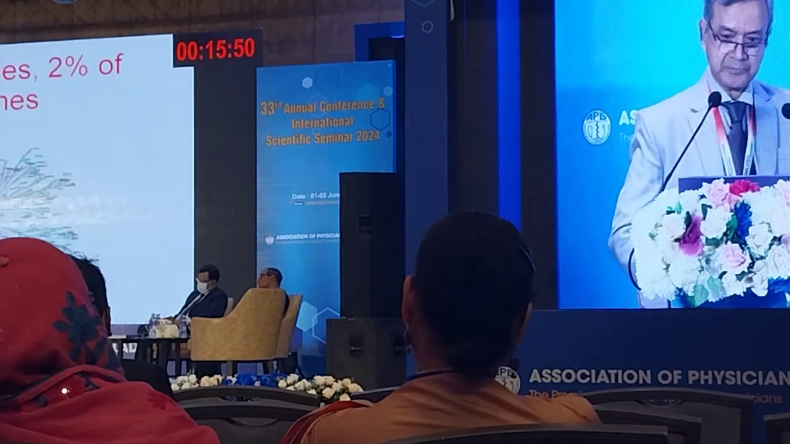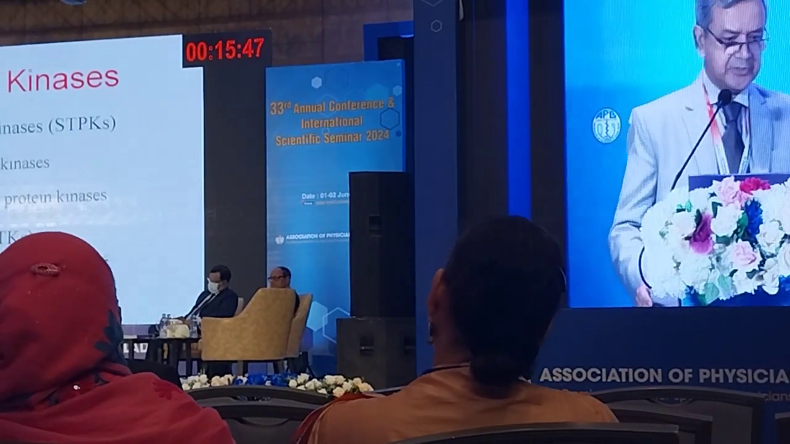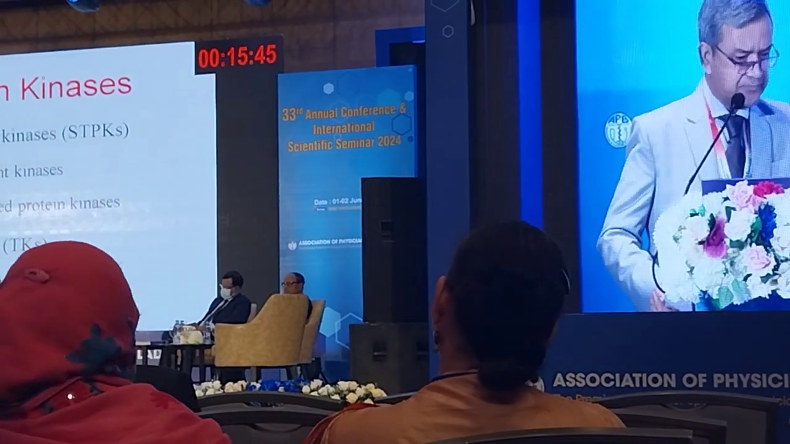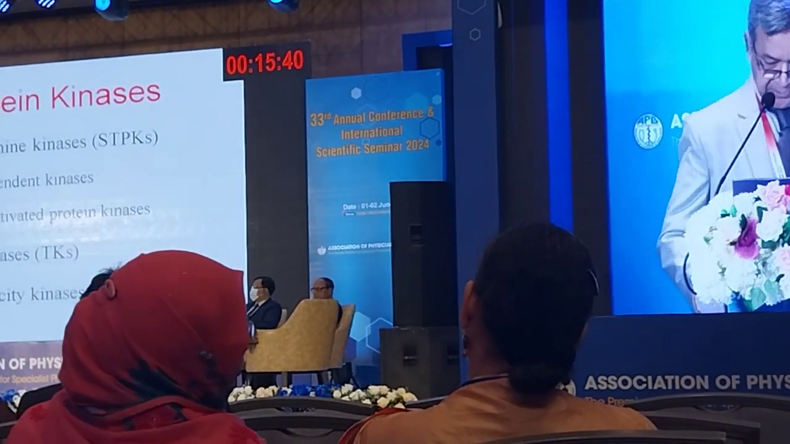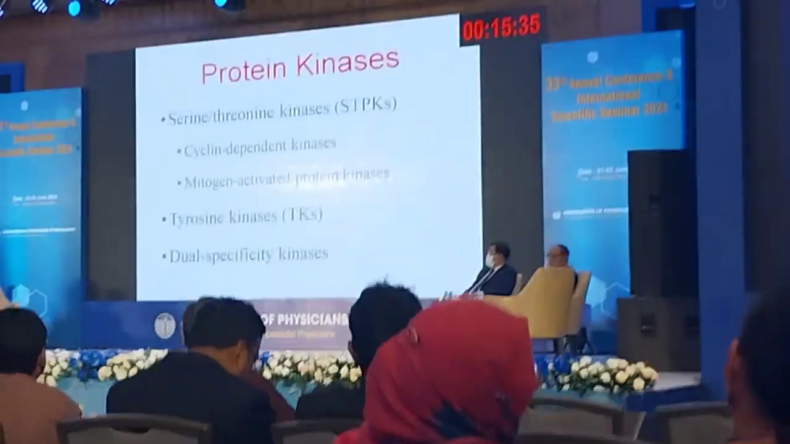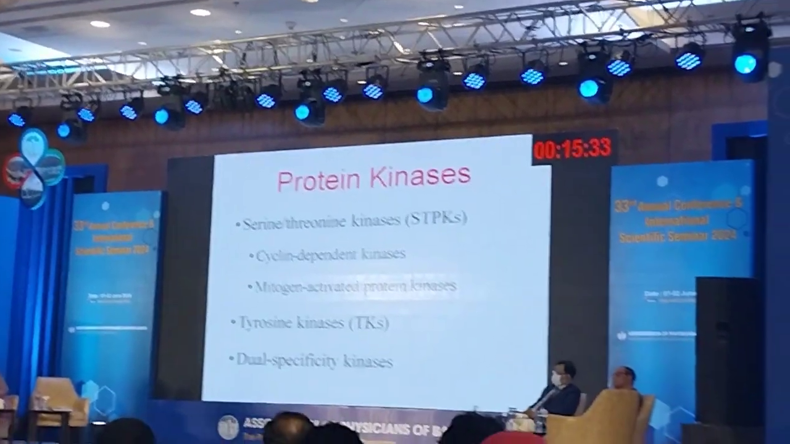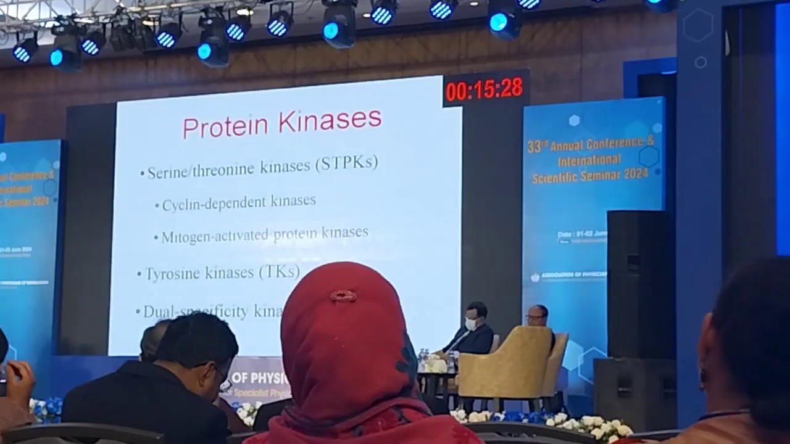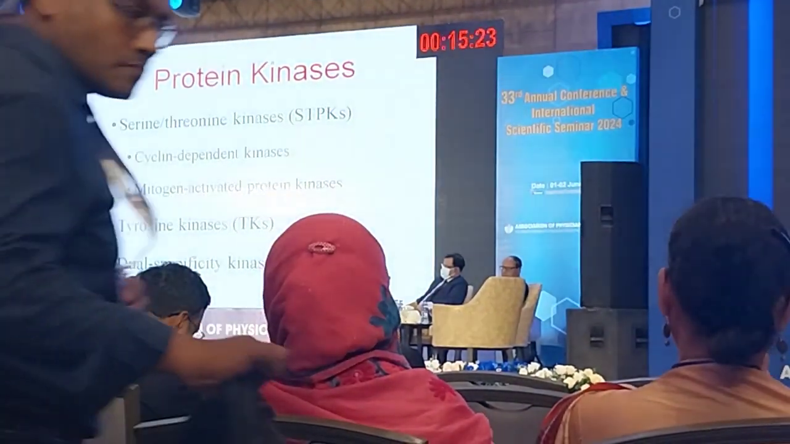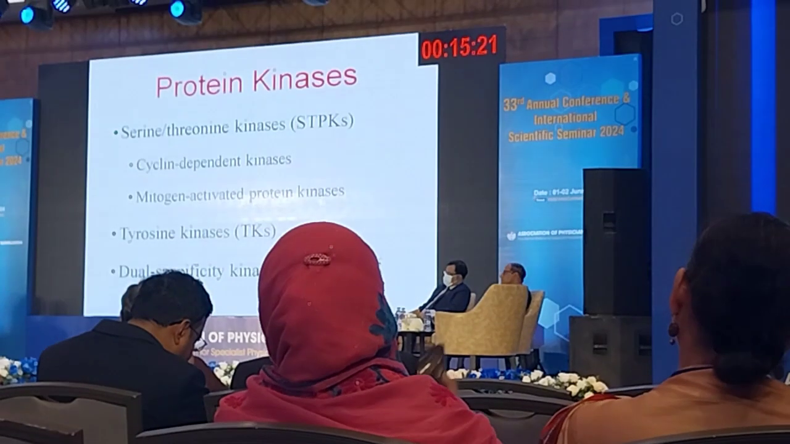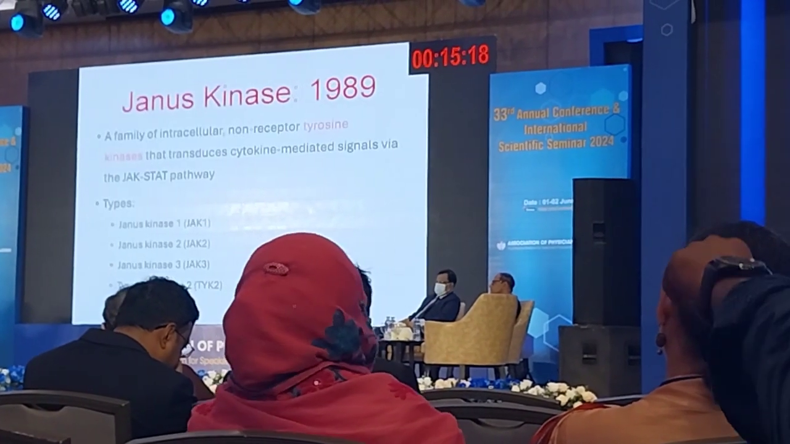And protein kinases are divided into 3 types: serine-threonine kinase, tyrosine kinase, and dual specific kinase, which are specific for both serine-threonine and tyrosine. And our today's topic, this Janus kinase, is one form of this tyrosine kinase.